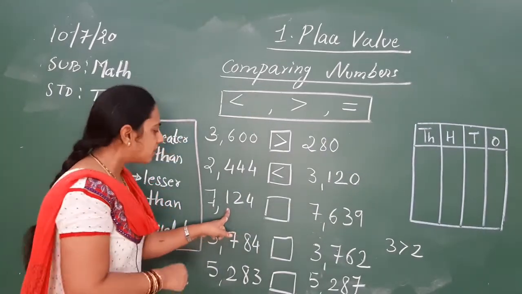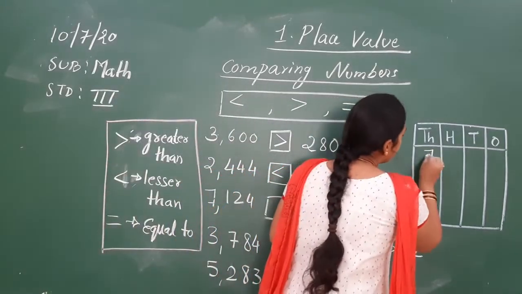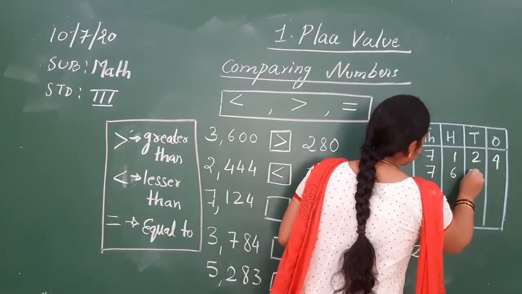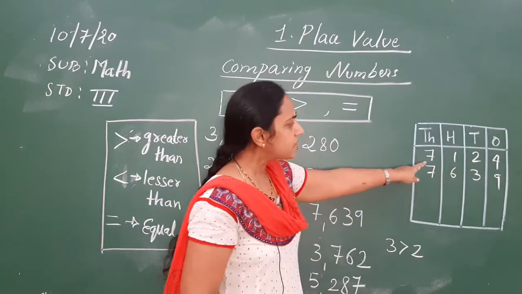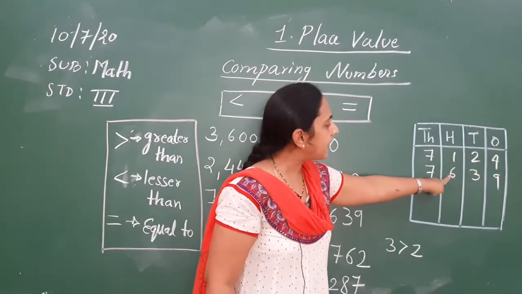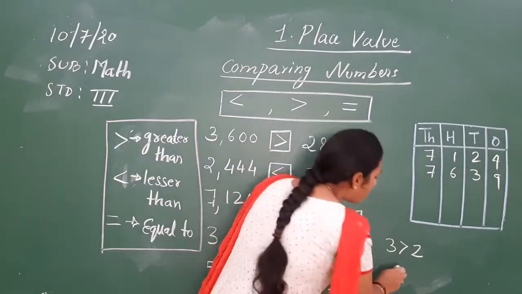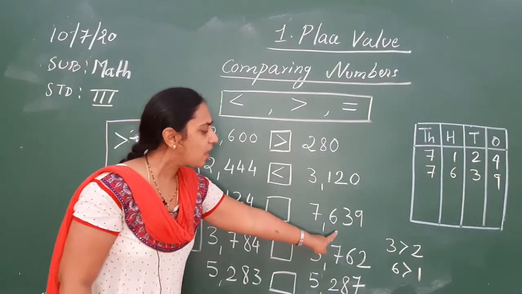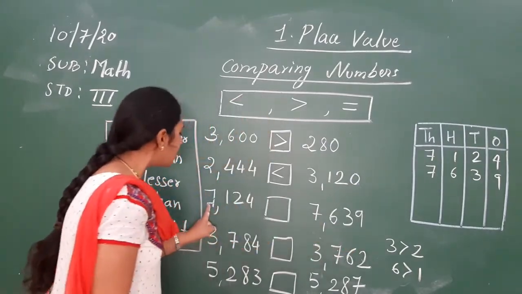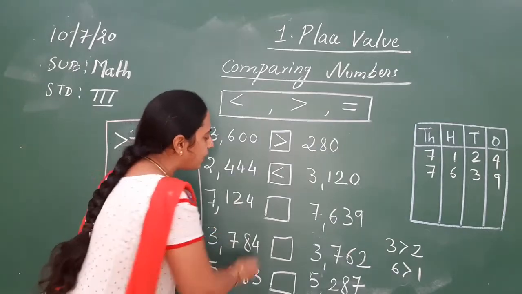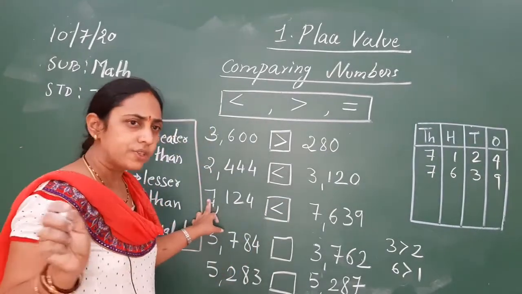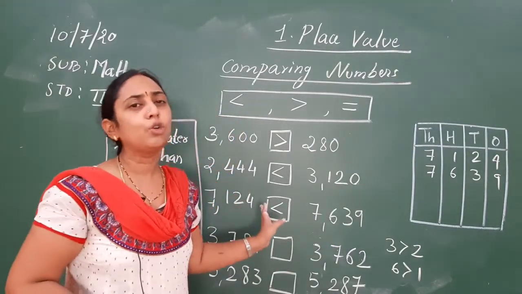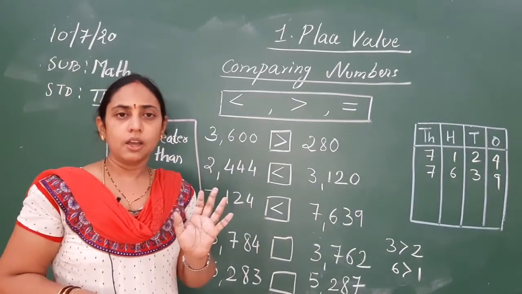You can see here 7, 1, 2, 4 and 7, 6, 3, 9, right? So in the first number 1 is in the hundreds place, in the second number 6 is in the hundreds place. We know 6 is greater than 1, right? So that means 7639 is greater than 7124. So once we have checked for 1000, once we have checked for 100 and we got the greatest number, no need to go for tens and ones, right?